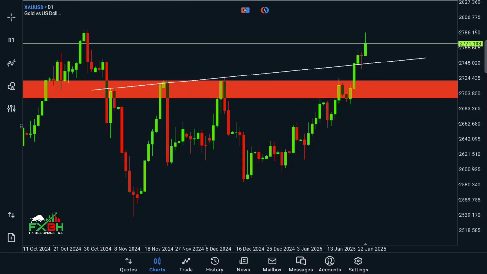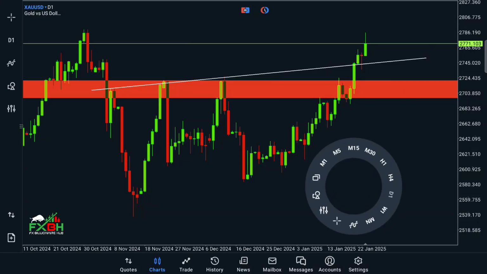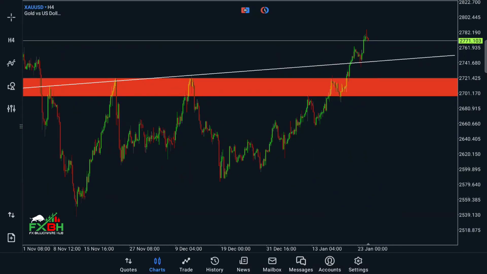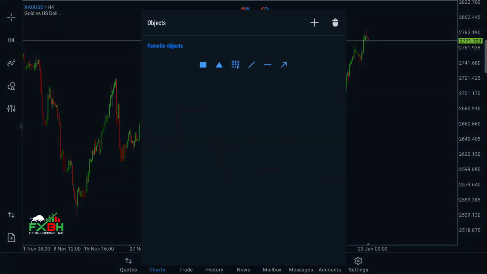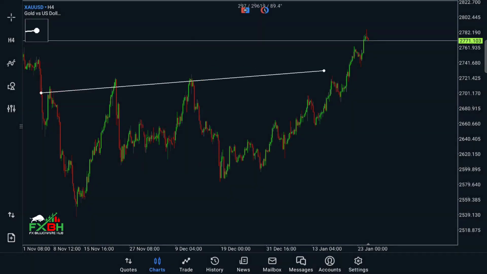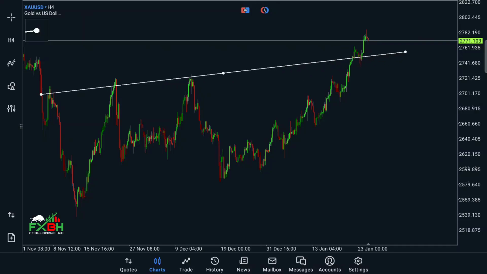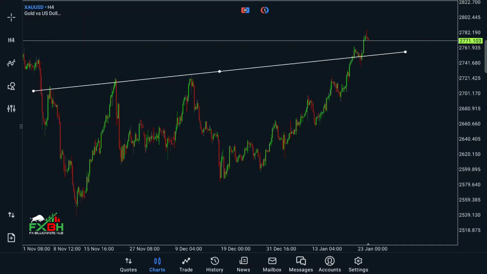So let's make it the H4 time frame. If we see the H4 time frame, let's remove all of the previous drawings, and if we try to draw a trend line over here, as you can see there, maybe it's around that area.